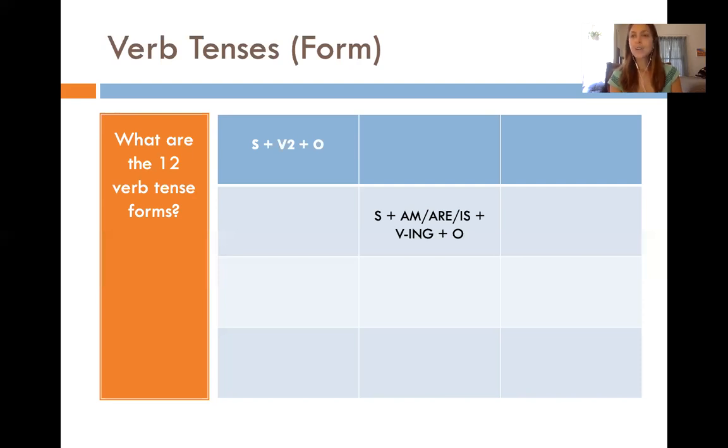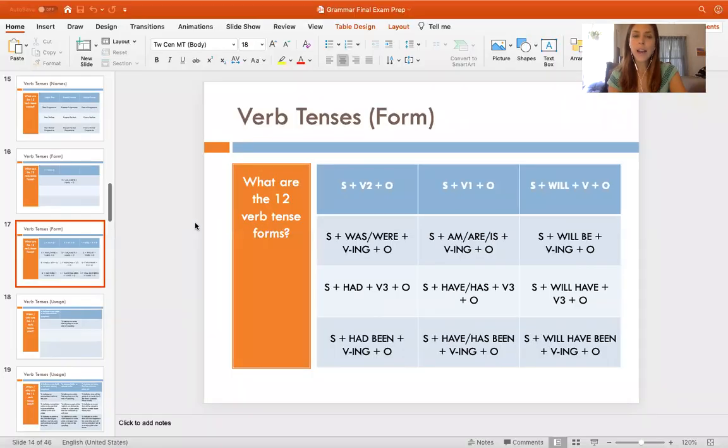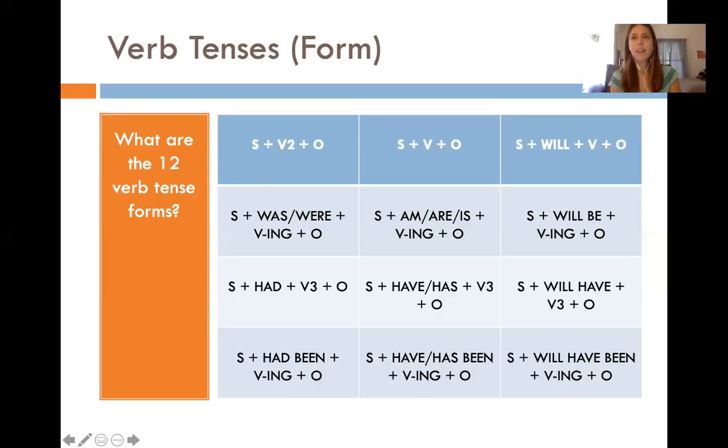All right, so you should have paused the video and done your best to fill out the verb tense forms. Here they are. So for simple past, we have S plus V2 plus O. Simple present, S plus V1 or just V, O. For the simple future, S plus will plus V plus O. So again, we don't have to have V1. That's not really a thing. Yeah, you can just say V.